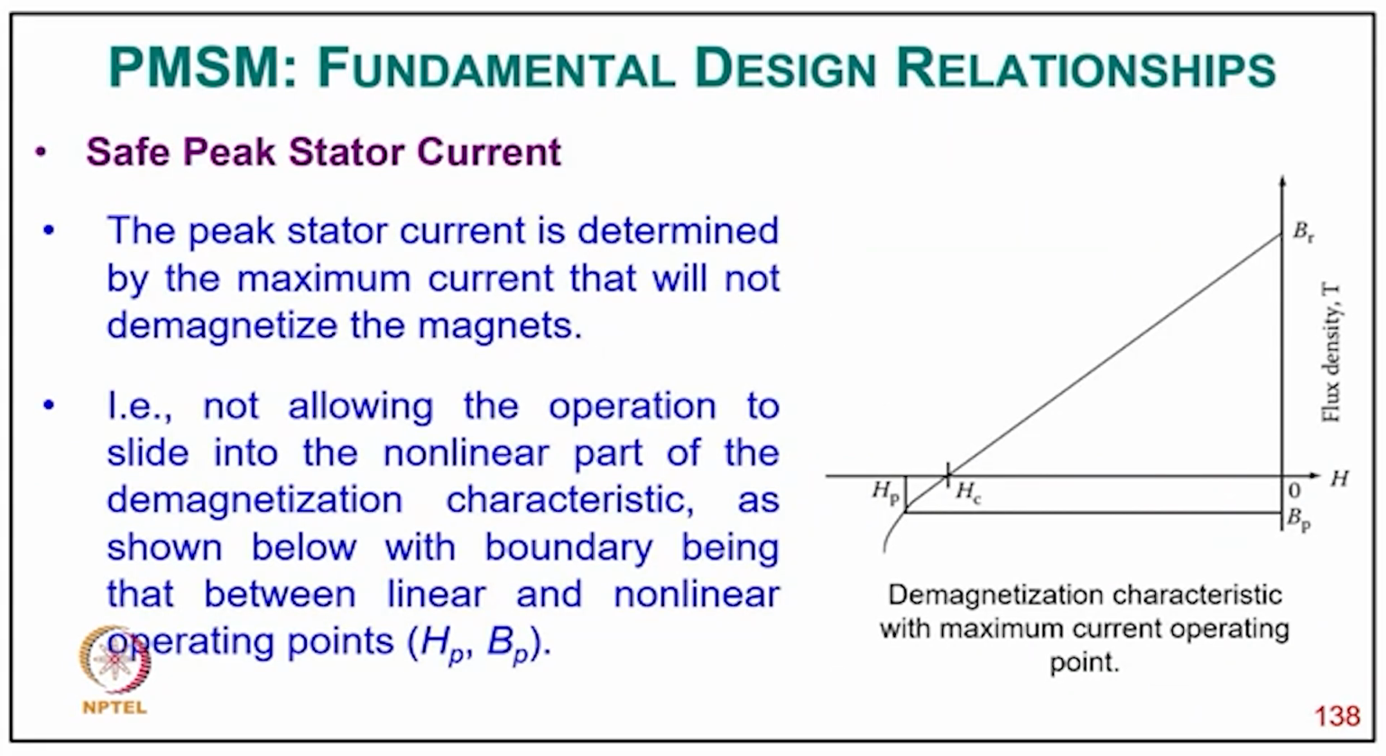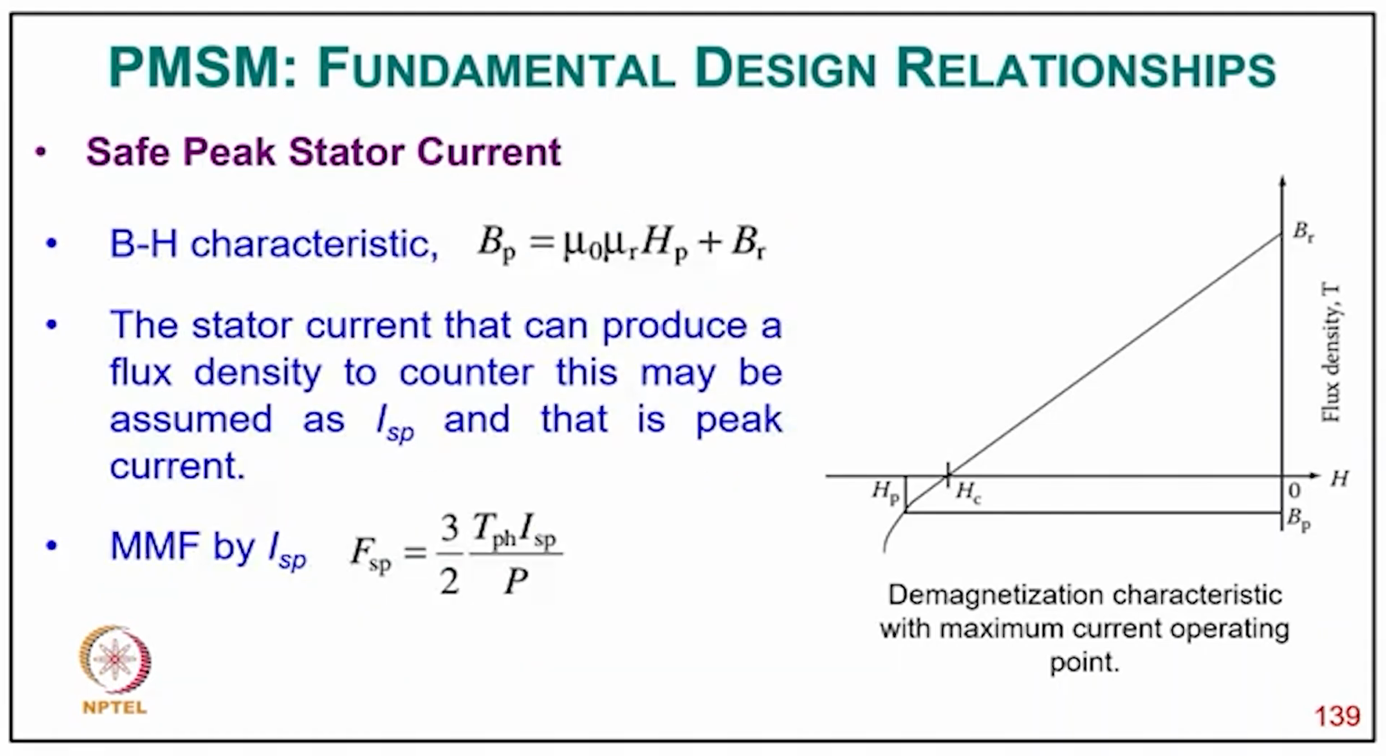Coming to the safe peak stator current, the peak stator current is determined by the maximum current that will not demagnetize the magnet, and that is not allowing the operation to slide into the nonlinear part of the demagnetization characteristic, as shown below, the boundary being that between the linear and nonlinear operating points HP and BP, as shown typically in the figure. So the BH characteristic is BP equal to μ0 μR HP plus BR.